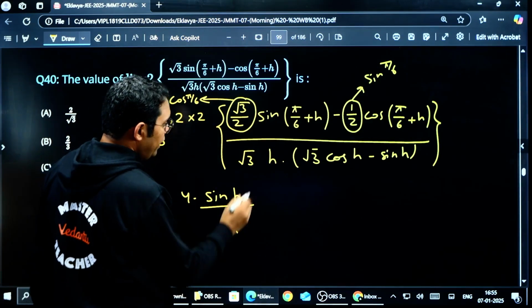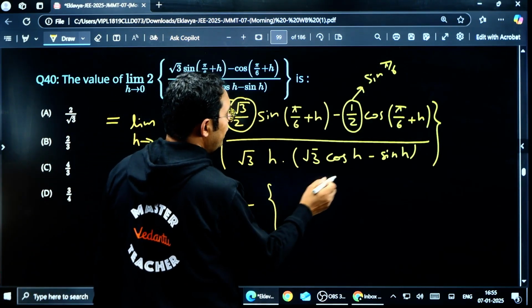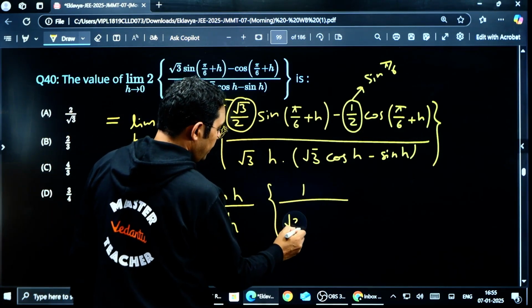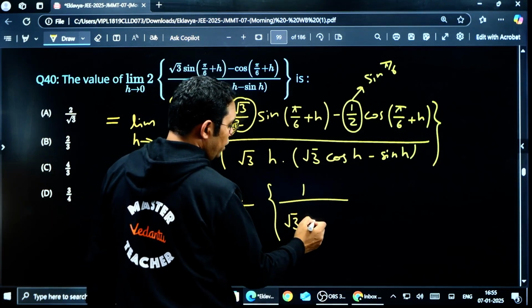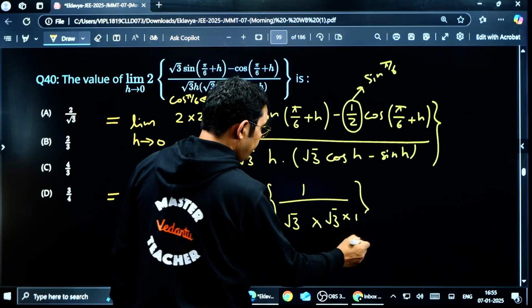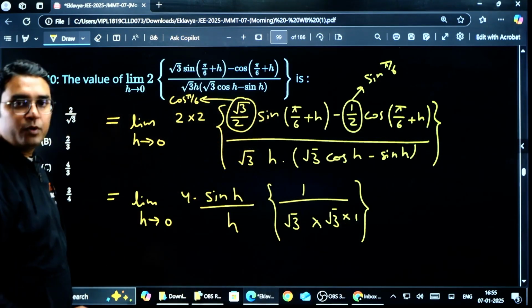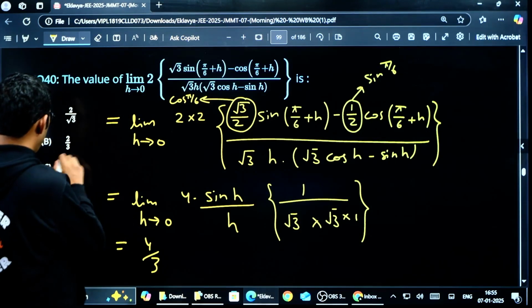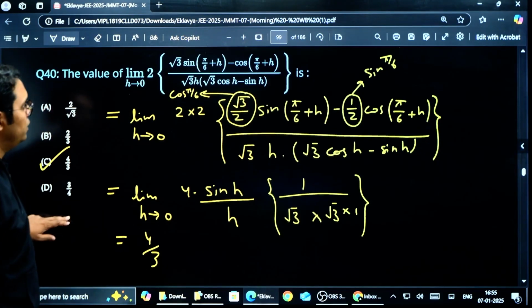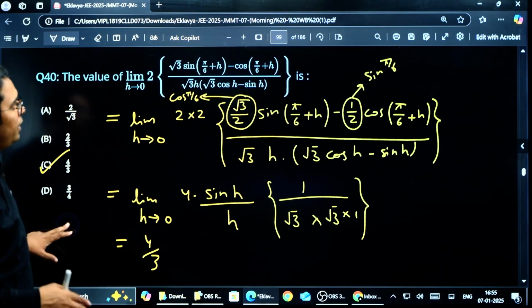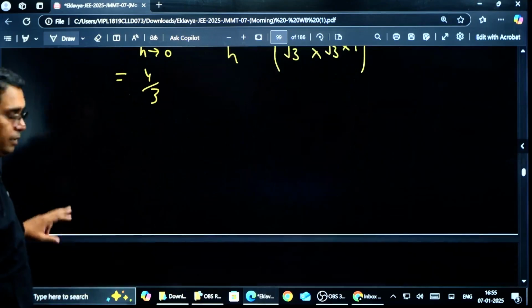In the denominator you are having h, and after that whatever you are having, you can write the value of h equal to 0 here, root 3 in cos h. If I put 0, it will be just root 3 into 1. This is anyways 0 only, so that is what we are left with. Sin h upon h is 1, so we get the answer to be 4 upon 3. Is there any option? Yes, C is the answer for this question. Other methods you can try, but I think that is the best method. You can try LH also, but this would be better.